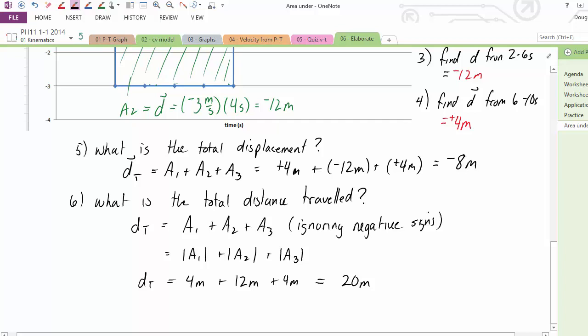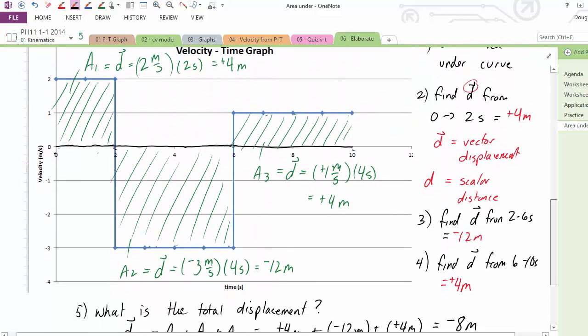Okay, so that is the summary of finding the area under a curve. In this case, from a velocity-time curve, the area under a curve is displacement.